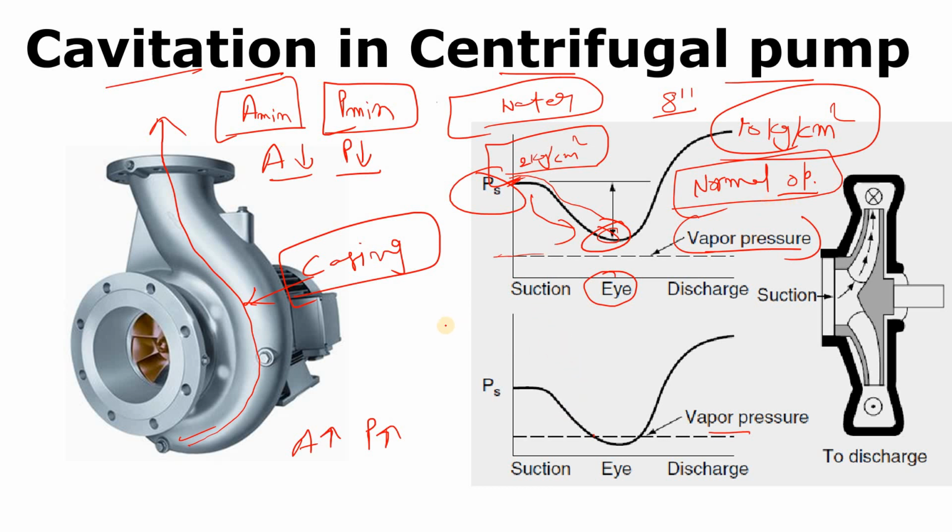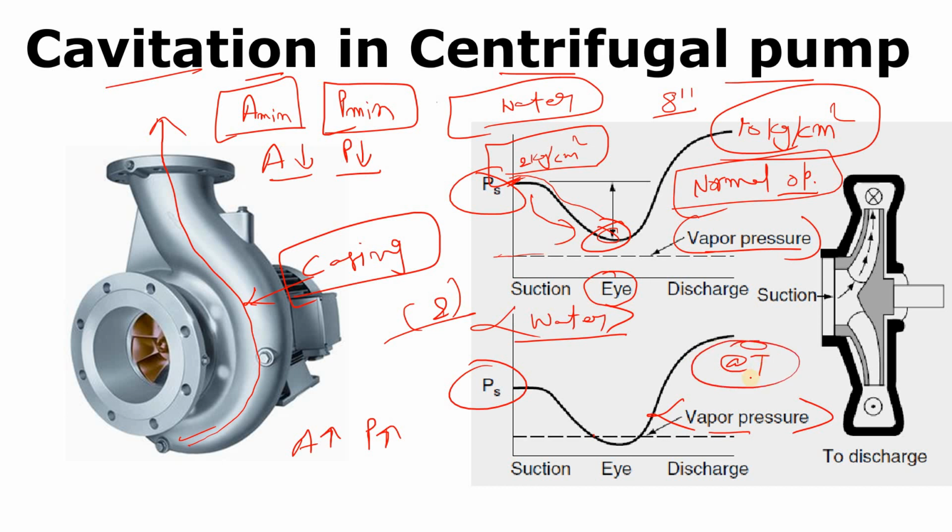But now see the second scenario. This is my second scenario. There will be some suction pressure, let's suppose 2 kg per centimeter square. Now there is the water, and let's suppose that the pressure of the fluid goes equal to or below the vapor pressure of that fluid at that temperature. So it will go below this line.